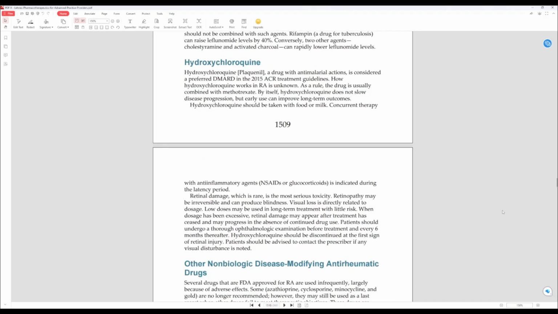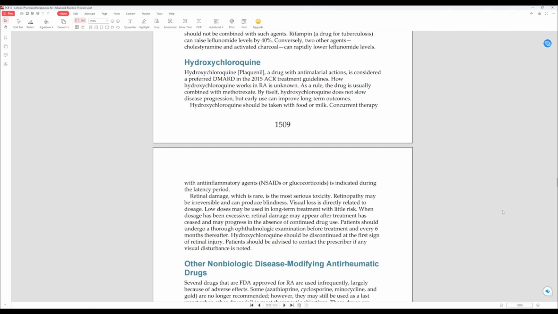Which brings us to hydroxychloroquine, also known as Plaquenil. A drug with an antimalarial action, it is considered a preferred DMARD in the 2015 ACR treatment guideline. How hydroxychloroquine works in rheumatoid arthritis is still unknown. As a rule, the drug is usually combined with methotrexate. By itself, hydroxychloroquine does not slow disease progression, but early use can improve long-term outcomes.